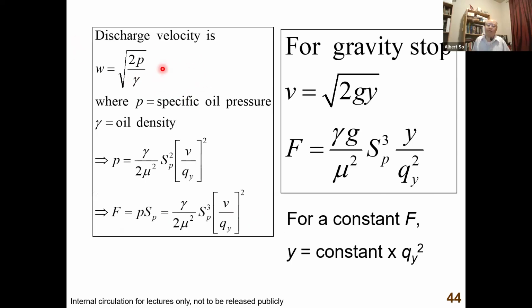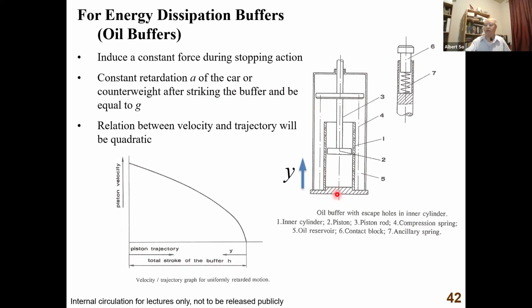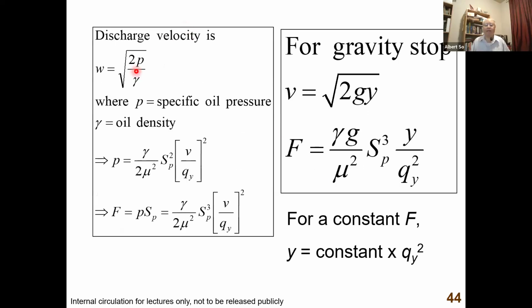Now, what is the discharge velocity? That means, what is the velocity of the oil being discharged here? It is pressure dependent. Remember, half rho v squared equals pressure. That is Bernoulli's theorem. You know the pressure of the oil, and you know rho, the density, here written as gamma. So half gamma v squared is equal to pressure, and the speed will be the square root of 2 times pressure divided by gamma.